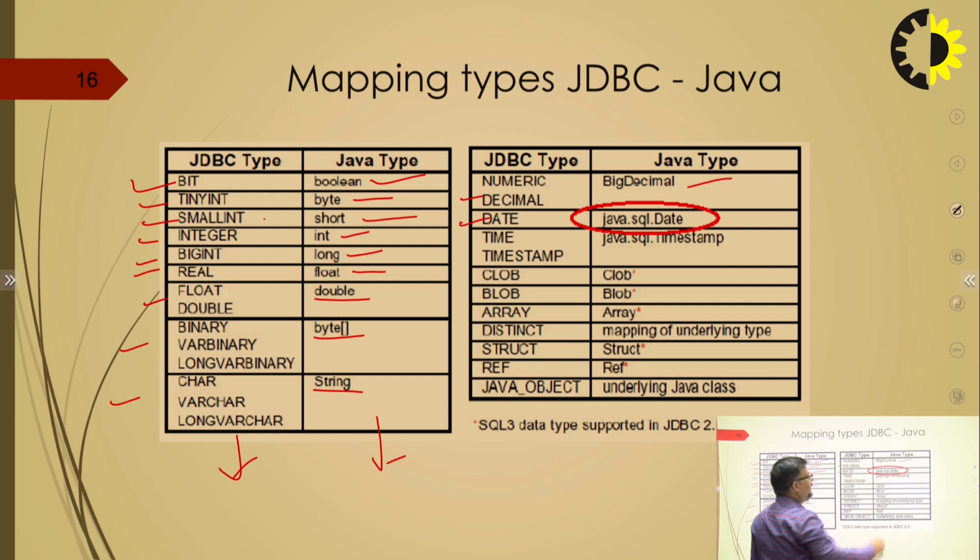Here we use date in JDBC, but in Java we will use java.sql.Date. Here we will use timestamp. Then in Java type we use java.sql.Timestamp. Then blob, clob, array, distinct, struct, ref and Java object.